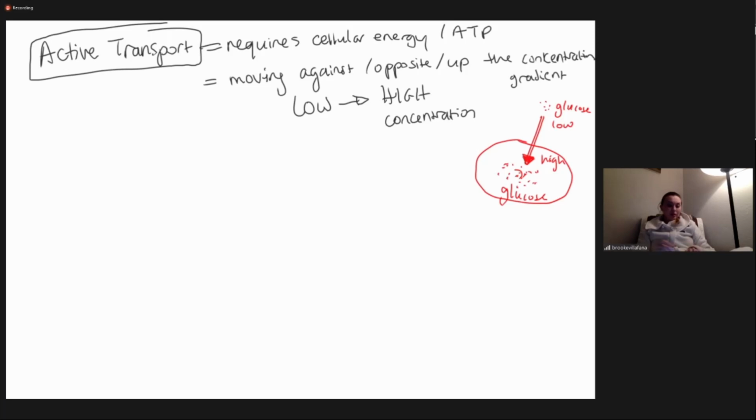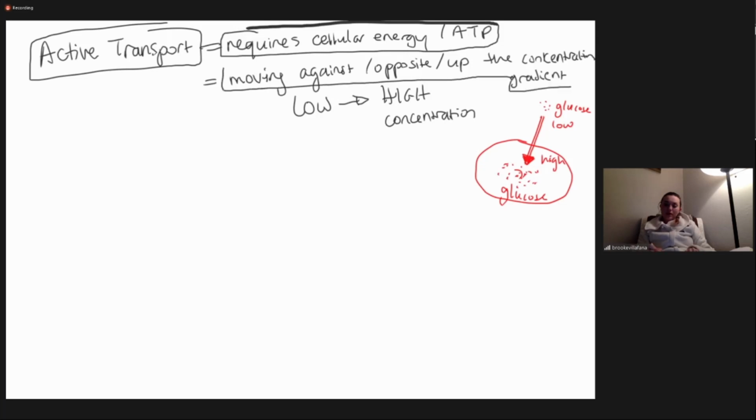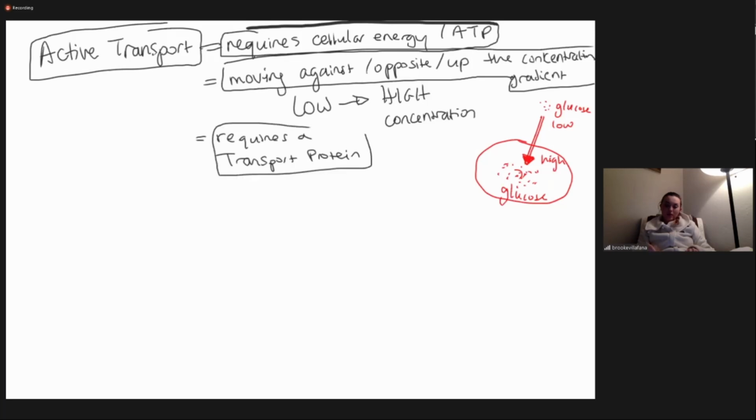So it needs 3 things, right? It needs to go against the concentration gradient. It needs energy. And then it also requires a transport protein. The transport protein is much like the integral protein, just specifically called transport if we're talking about active. So we need an integral protein.